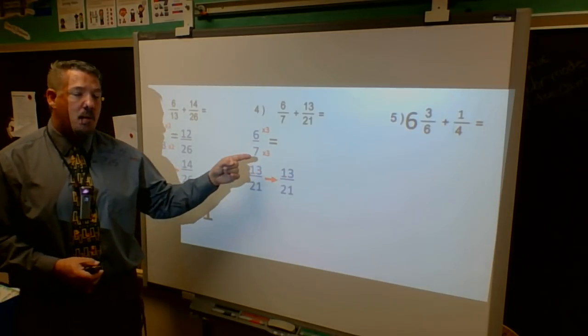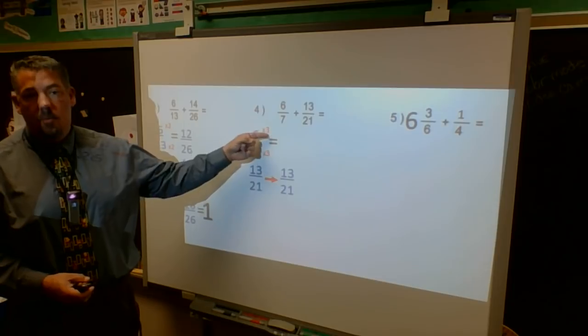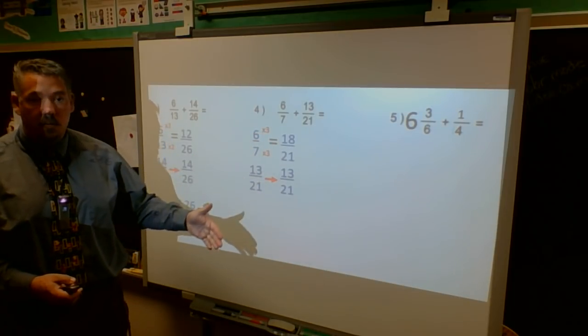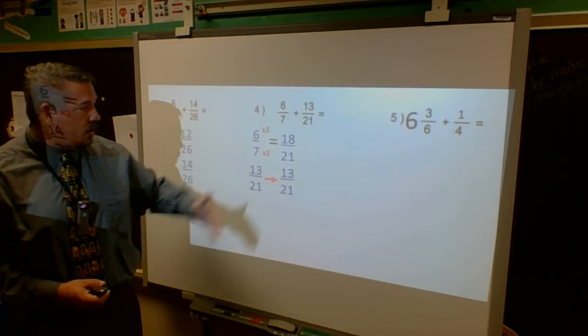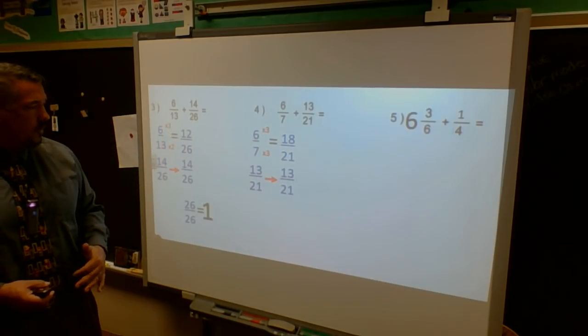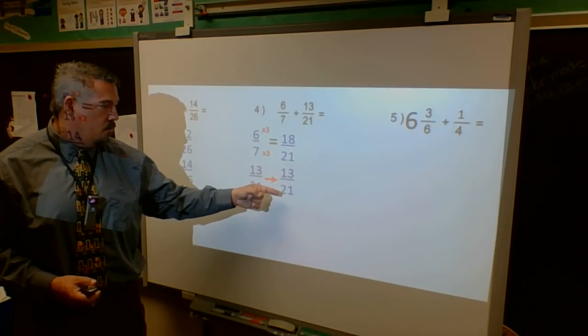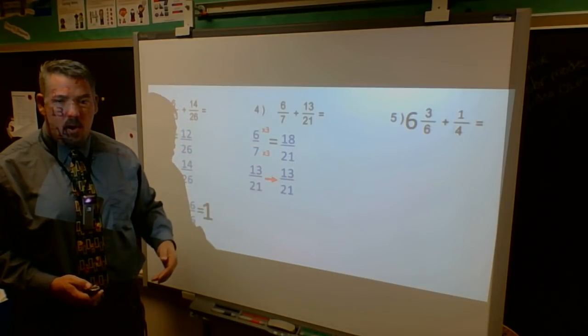My basic multiplication facts tell me that 7 times 3 is going to give me the 21 that I need. And if I multiply my denominator by 3, I have to multiply my numerator by 3. So 6 times 3 is 18. So I have 18 over 21. So I'm going to keep my denominator because it is now the same. And then I'm going to add my numerators.